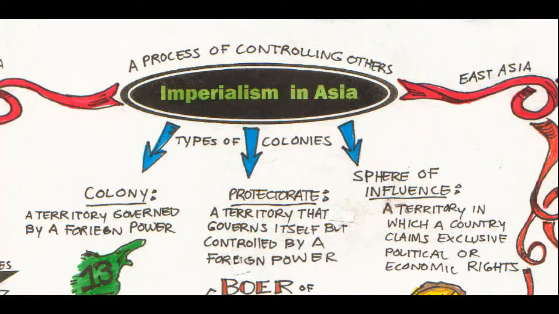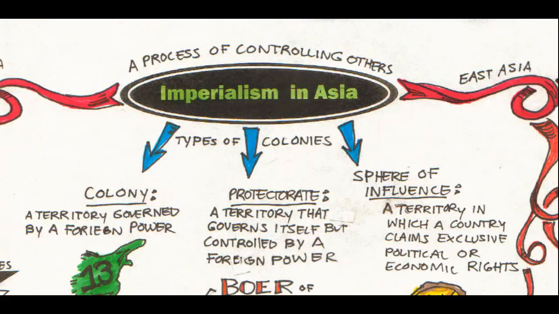Alright, in these next two videos we're going to look at European imperialism throughout the world, and in this video we're going to look at mainly the European imperialism in Asia. All imperialism is just a process of controlling others, and there are different ways of controlling others.